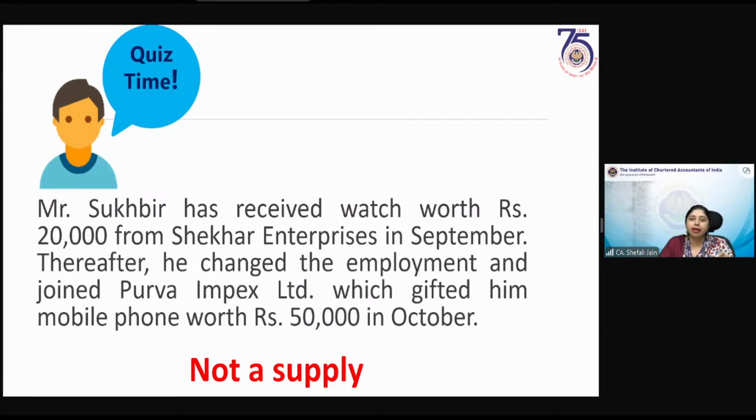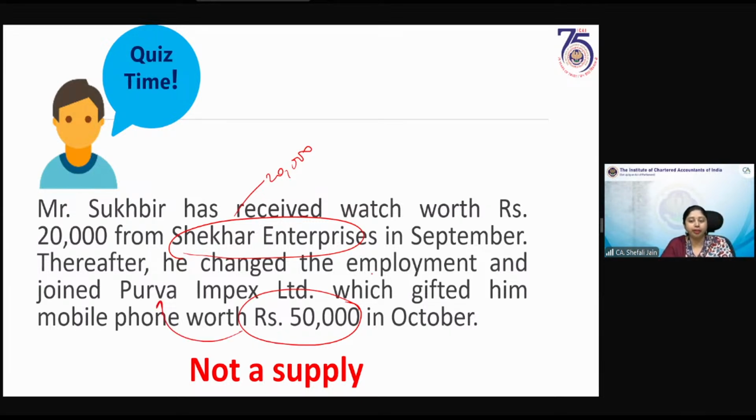Now we are saying by the employer to an employee. Okay, so the employer should be the same employer. We are talking about one employer, because this is a supply which will be taxed in the hands of the supplier. Now here there will be two suppliers. One is Shekhar Enterprises. Value in case of Shekhar Enterprises is 20,000, which is less than 50,000. And then 50,000 he is getting from Purva Impacts, which is another employer. So he's getting it from two employers.